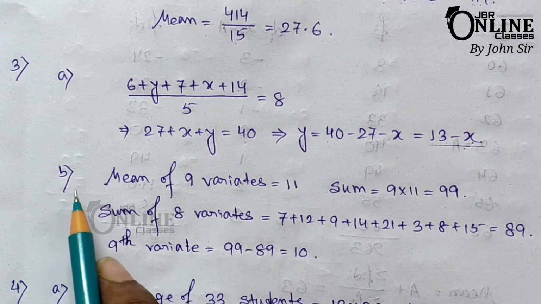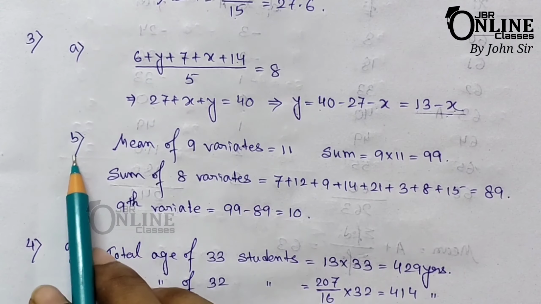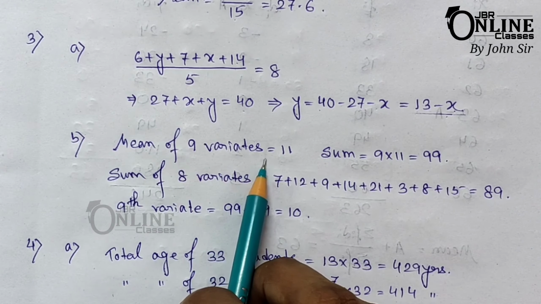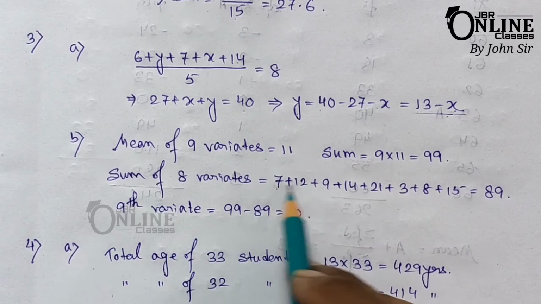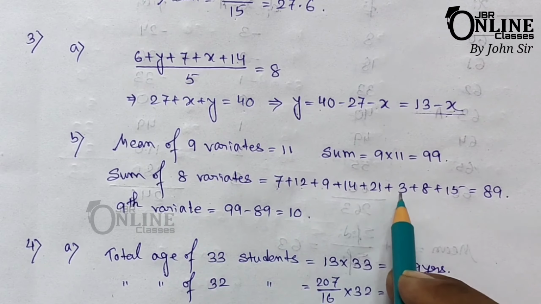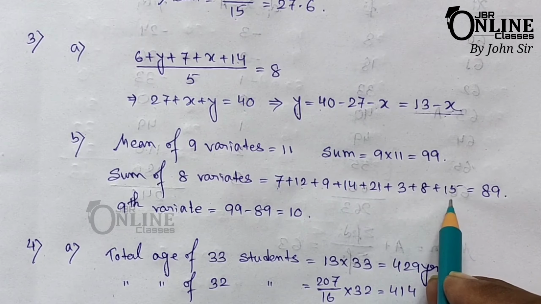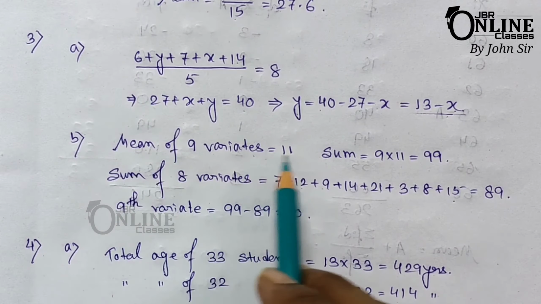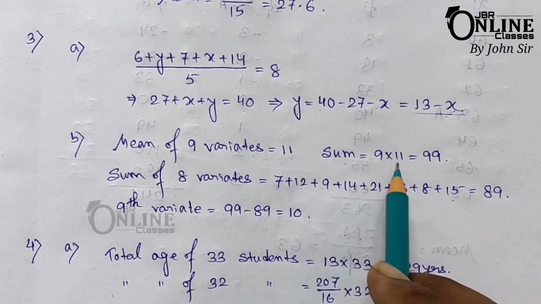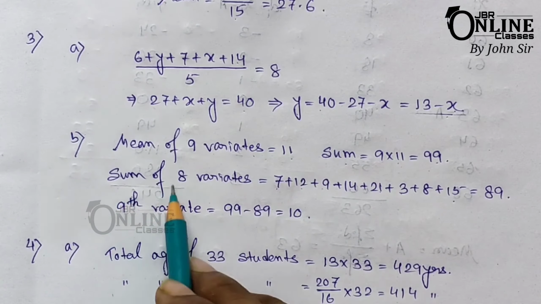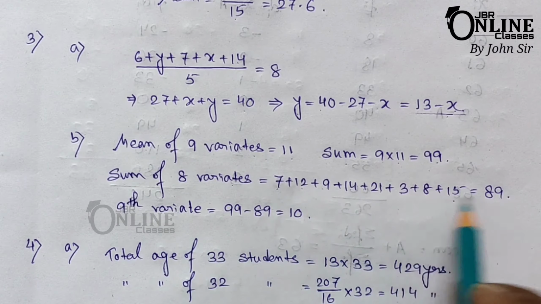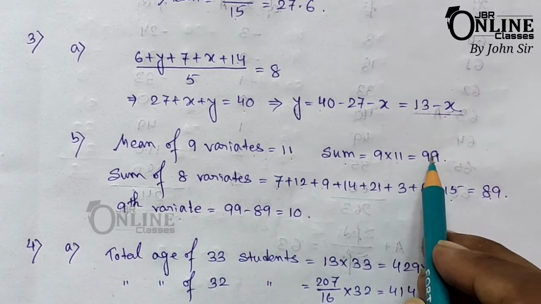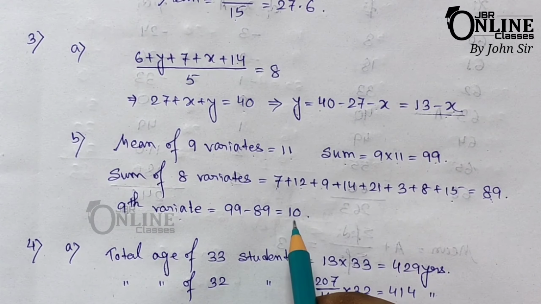Now B, in case sum number 3b, the mean of 9 variates is 11. If 8 of them are 7, 12, 9, 14, 21, 3, 8 and 15, then find the 9th variate. Okay, so mean of 9 variates equal to 11, then sum equal to 9 into 11, 99. The sum of 8 variates equal to 89. So the 9th variate equal to 99 minus 89 and that equal to 10.